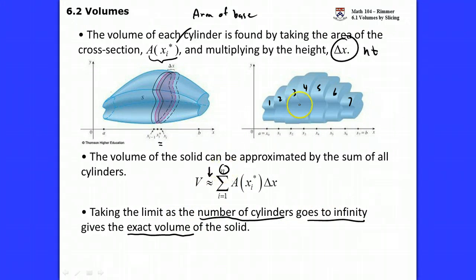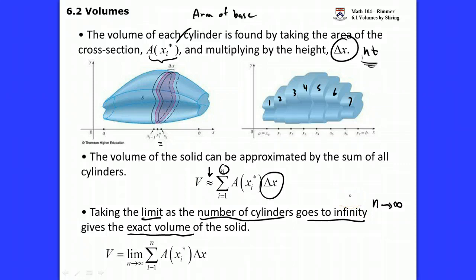So this n, which represents the number of cylinders that you have, we're going to let n go to infinity and take a limit. Because think about it, the more I have, the thinner they are. They're not as thick. And so this height of the cylinder is going to be very, very small. Infinitesimally small, it's called. And so I have this exact volume formula.